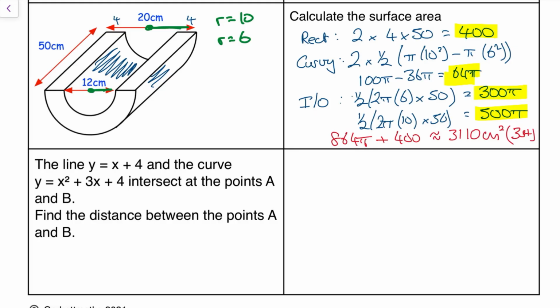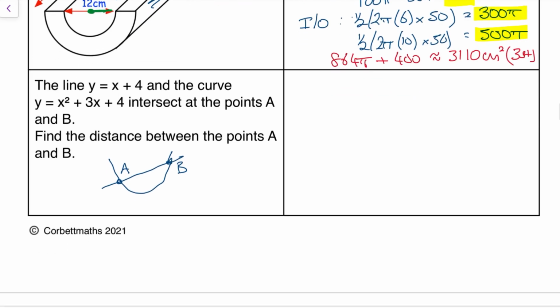The line y equals x plus 4 and the curve y equals x squared plus 3x plus 4 intersect at the points A and B. So very roughly, I've got a parabola, and then I've got a line that goes up that looks like this, and this is A and this is B, although it doesn't matter which way around I do them. Find the distance between points A and B. So in other words, find the x values where these intersect, find the y values, then find the distance between the points. Let's do that.